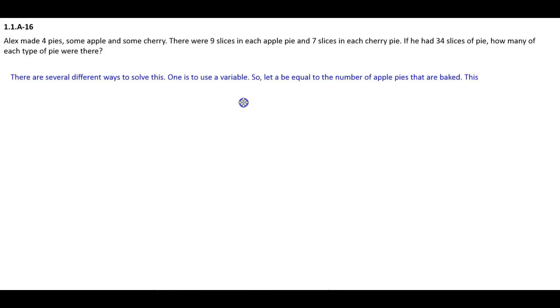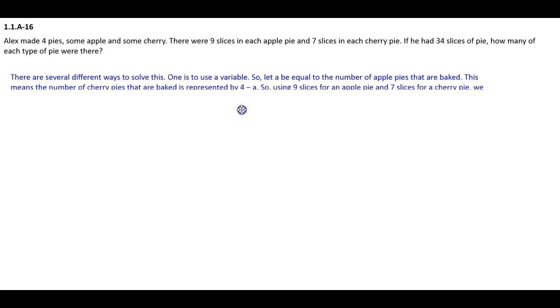Well, there are several different ways to solve this. One is to use a variable. So let A be equal to the number of apple pies that are baked. This means the number of cherry pies that are baked is represented by 4 minus A. So using 9 slices for an apple pie and 7 slices for a cherry pie, we get the following.